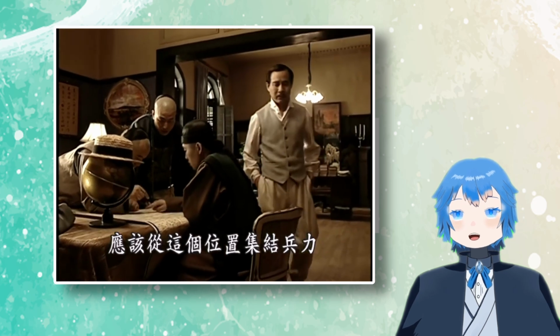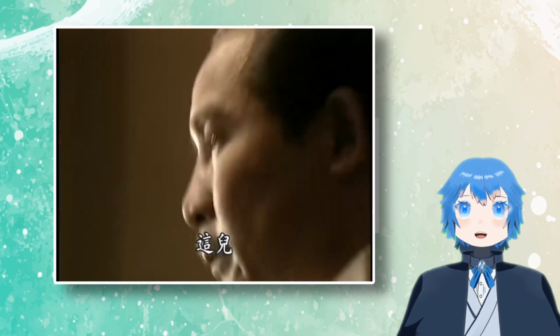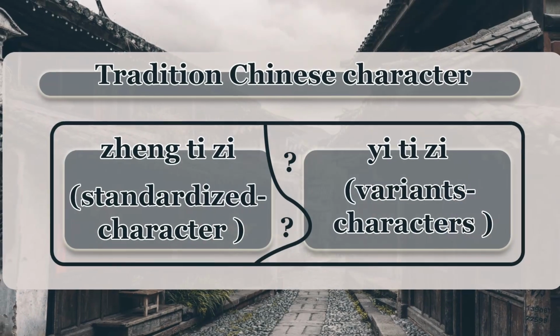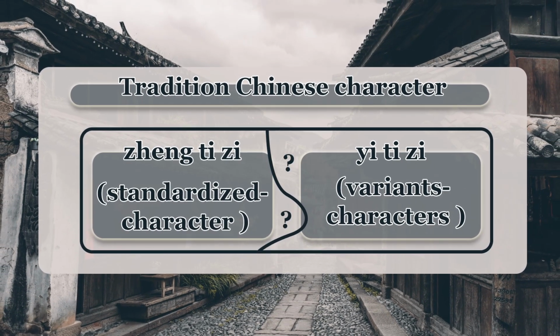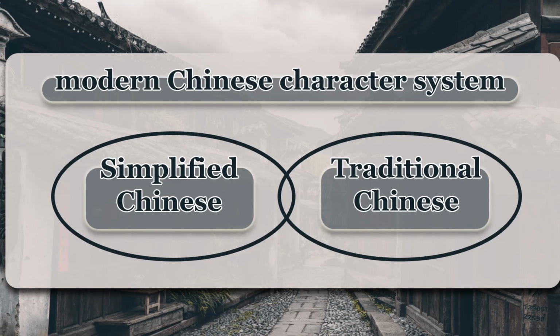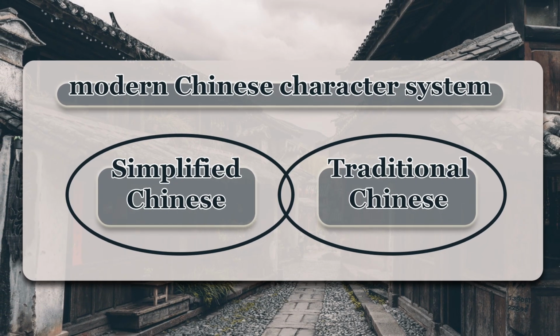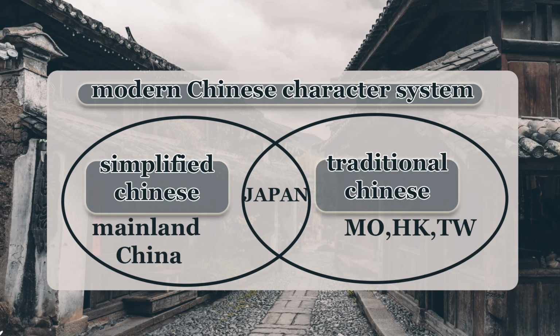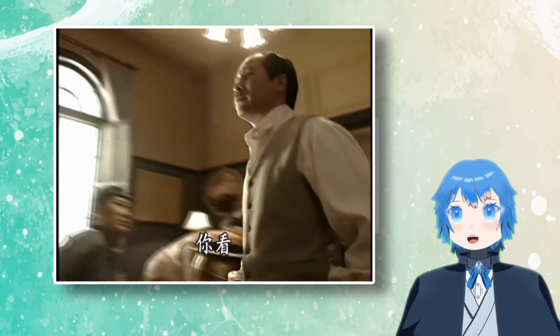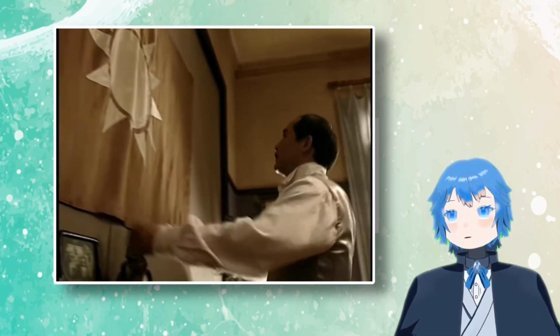In order to not confuse you guys, let's do a summary. In traditional China, there are traditional characters and variants. Later on, in modern times, the Chinese character system changed into traditional and simplified Chinese because each government in Asia wanted a unified and standardized language. That's all. That's why Chinese was separated into two systems. Of course, I just briefly summarized the history. In reality, the situation is much more complicated.